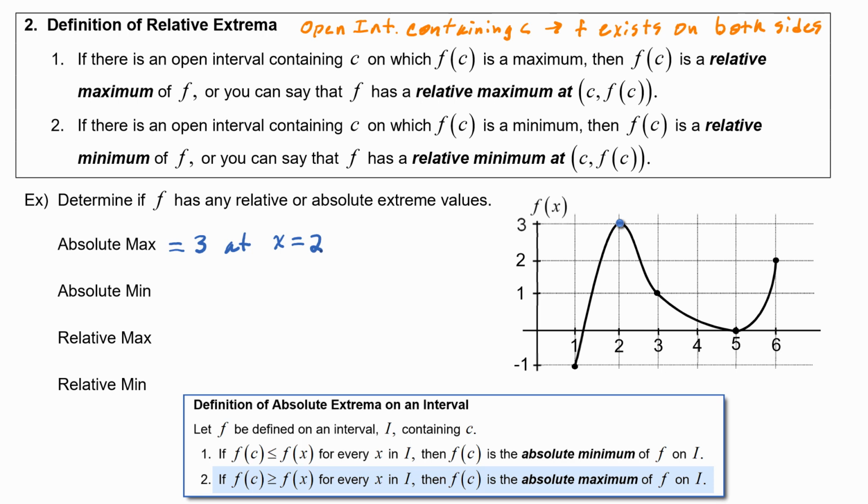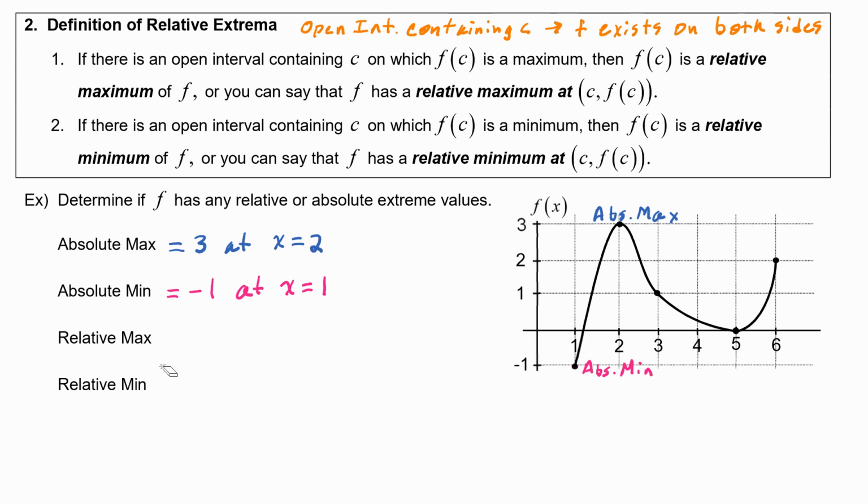So this point here is an absolute max. Absolute min, we're looking for the smallest y value that exists on the entire interval, and that happens here. So this is an absolute min, and the absolute min is equal to -1 at x equals 1.